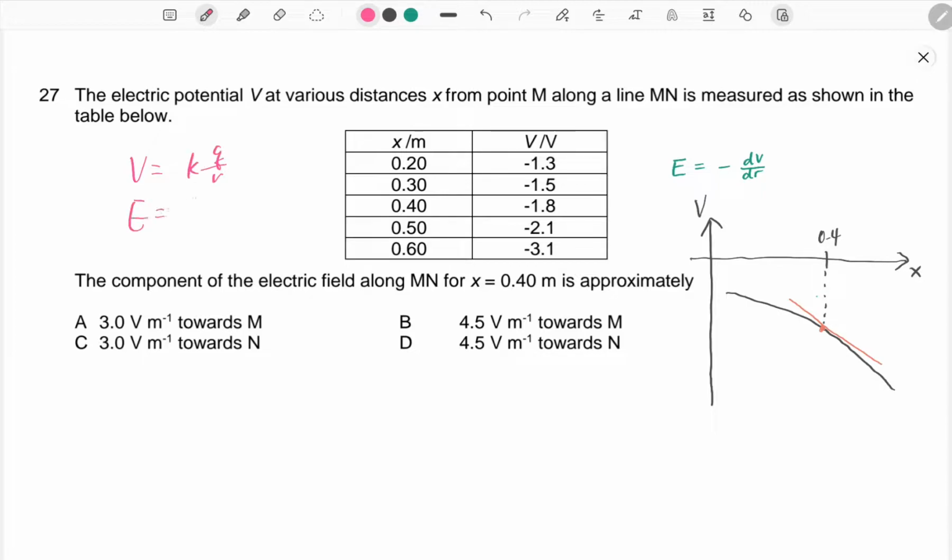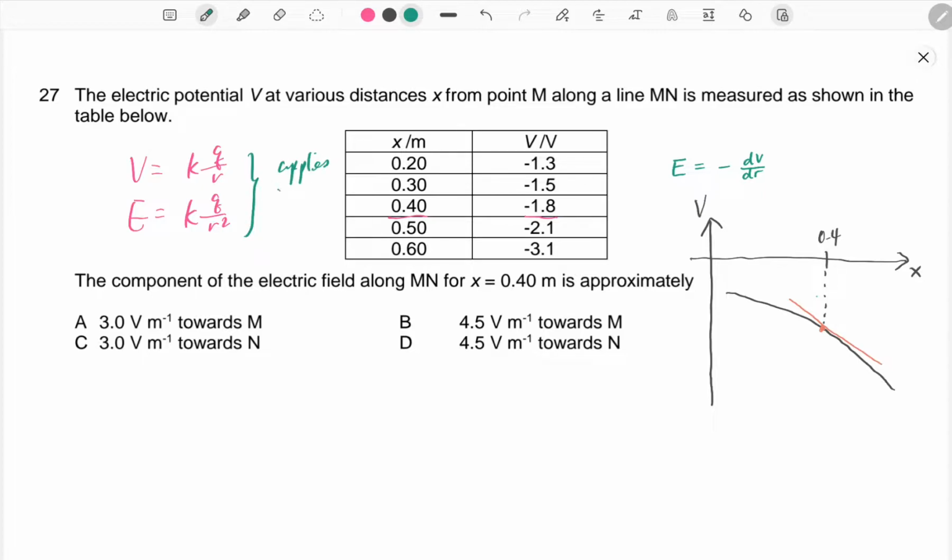and E is equal to KQ over R squared. They may be inclined to straight away take the value of V divided by the value of X. Unfortunately, this method will not work because this region of space has an E field, but you do not know whether this E field is created by just one point charge or not. Both of these formulas apply for only point charge.